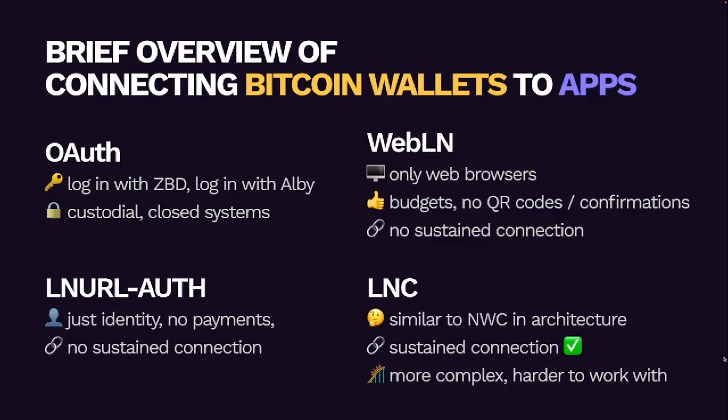We have LNURL auth, which is just an identity kind of protocol. So you can use your Lightning wallet to log into, for example, Stacker News, but it just uses your wallet as an identity, as an authentication. It does not allow for payments. So you have to do payments separately, and yeah, so it's not really connecting at all.